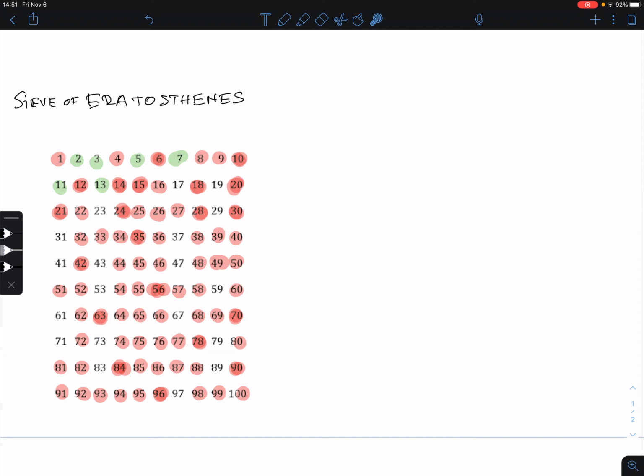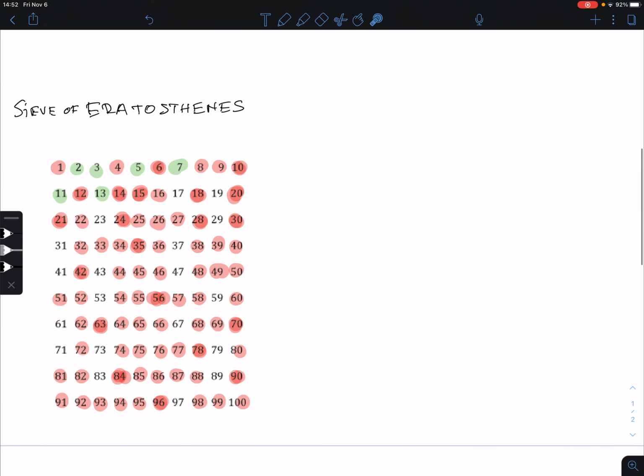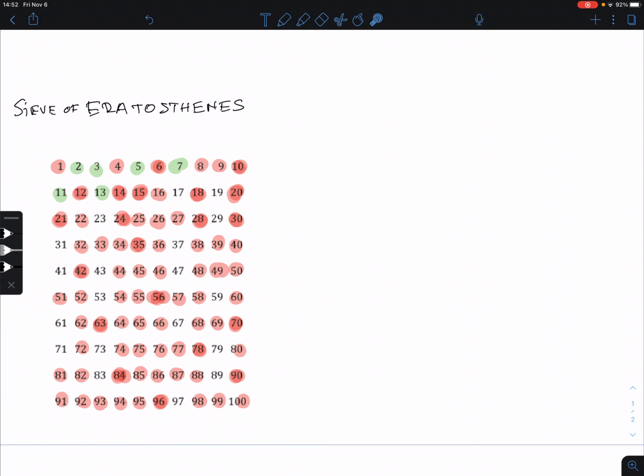Okay? So what I'm actually claiming is all that is left now are already prime numbers. There are, of course, many more. Remember, there are infinitely many, but these are all the prime numbers below 100. And why is it that I know already that I'm done with my sieving?